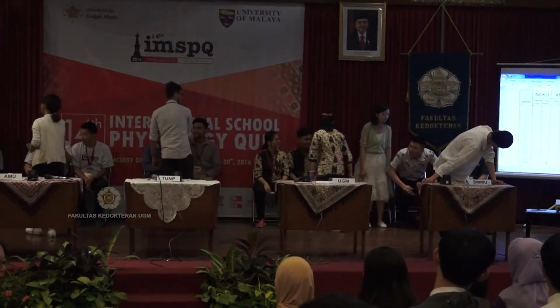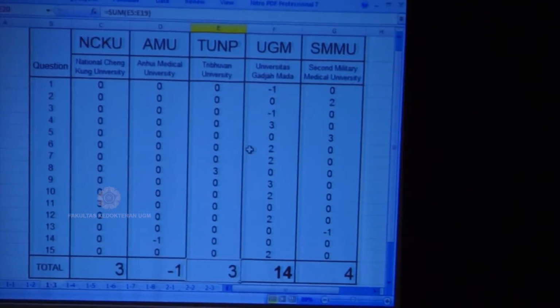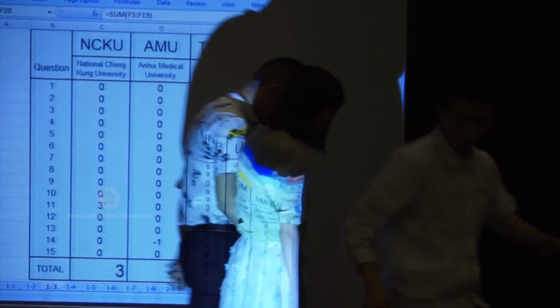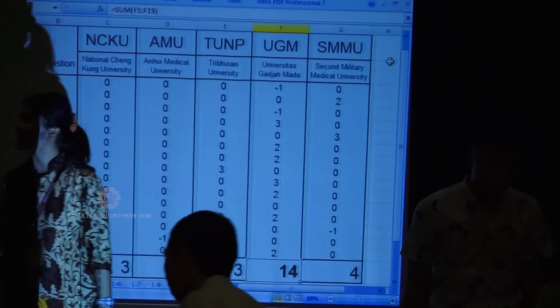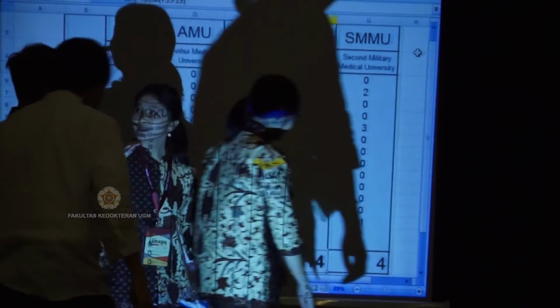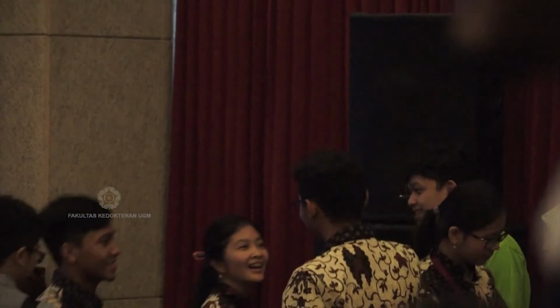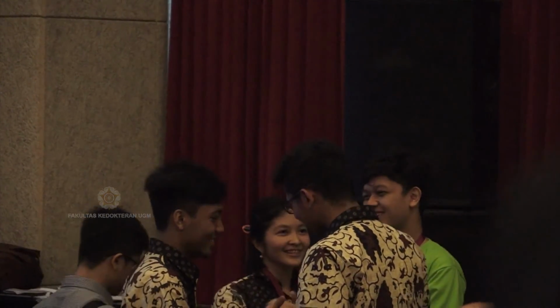Yeah, both are flow rates, so the stroke volume is not. Okay, we have a winner, UGM, I think. Congratulations, and thank you, teams, for taking part. Okay, let's ask the fourth. Is it fourth session? Yeah. Fourth session.